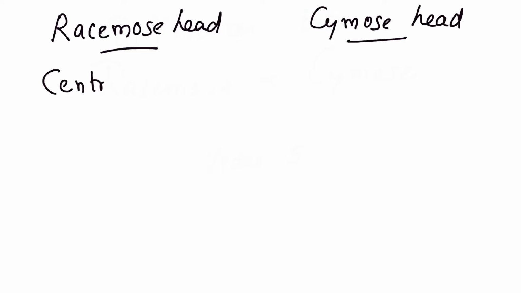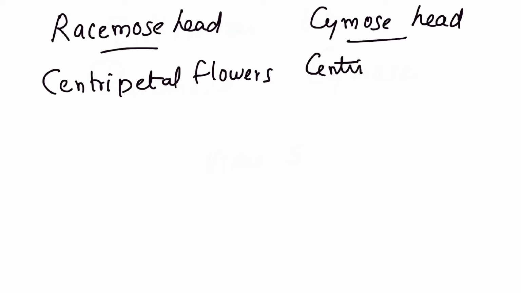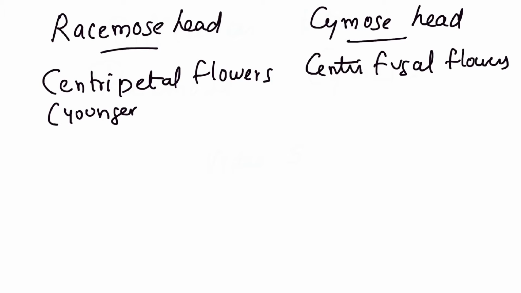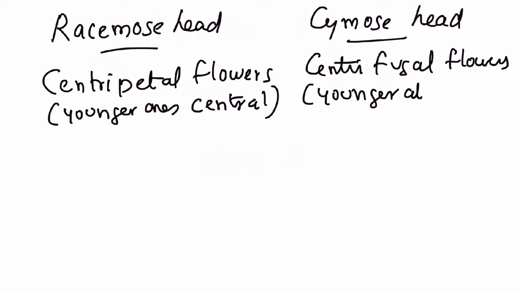The first important point is that in the Racemose head, the flowers are centripetal. Basically, it means that you have the younger flowers at the center and the older flowers at the periphery. Whereas in the case of Cymose, you have the centrifugal type of flower development, which basically means that you have the younger flowers at the periphery, whereas the older ones are at the center. So note that first difference. Flowers centripetal in Racemose and flowers centrifugal in Cymose head.